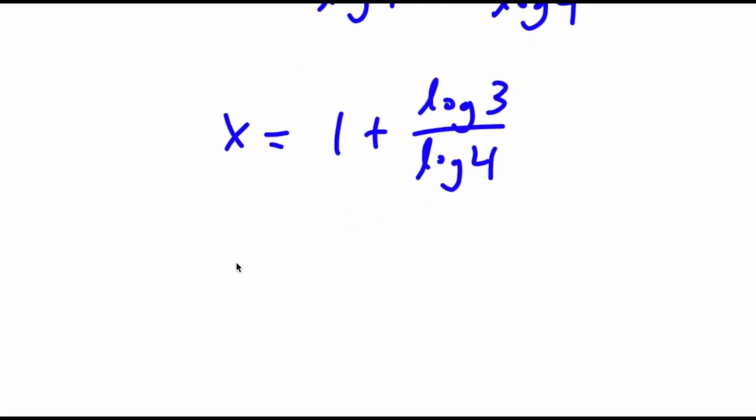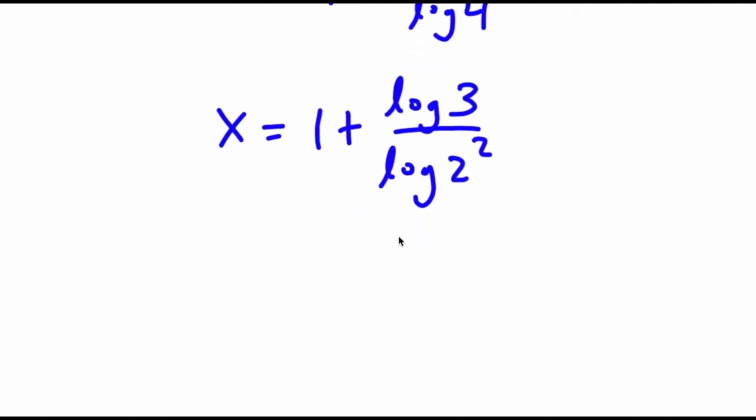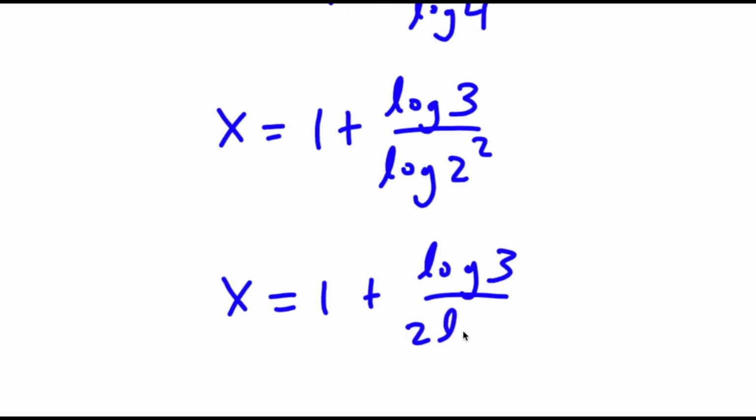Now log 4, that's equal to 2 squared, so I have x is equal to 1 plus log 3 over log 2 squared. And log 2 squared, that's the same thing as 2 times log 2.